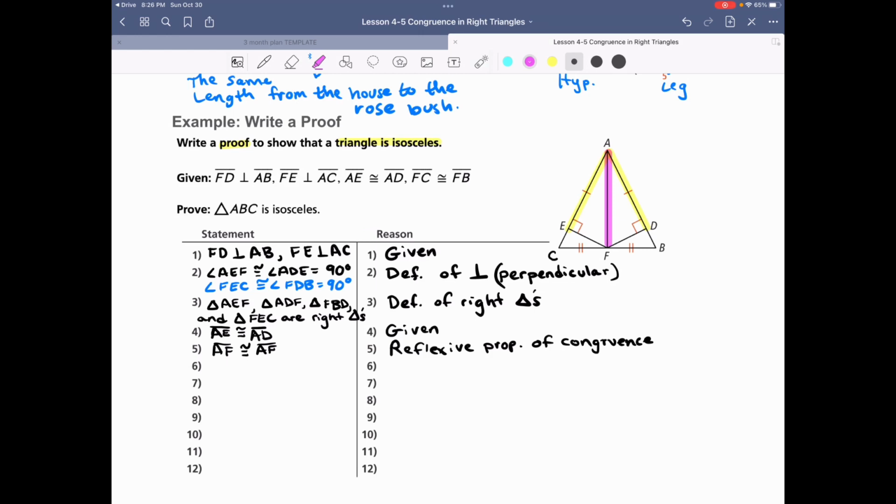The next thing that we're going to prove is that these two bigger right triangles are congruent. So triangle AEF is congruent to triangle, let me see, ADF. I want to get the order correct. And the reason for that is because they're both right triangles and we have a hypotenuse and a leg. This shared side is the hypotenuse. So hypotenuse leg theorem.